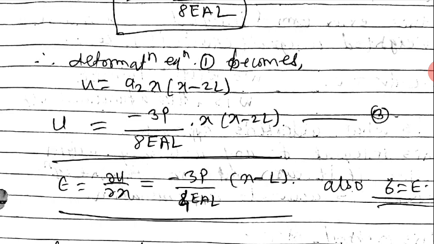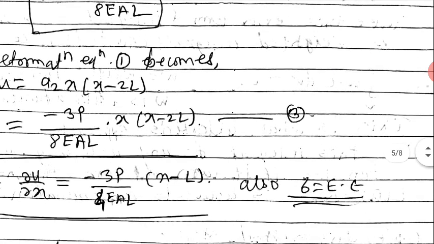We can put it as equation number 3, and for this we have epsilon is equal to del u by del x, which is minus 3P upon 4EAL into x minus 2L, and also we have the relation stress is equal to E into epsilon.